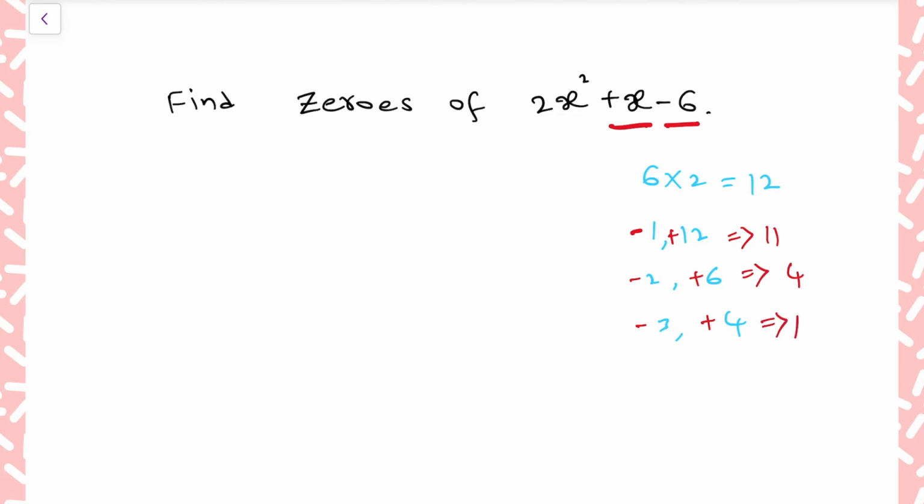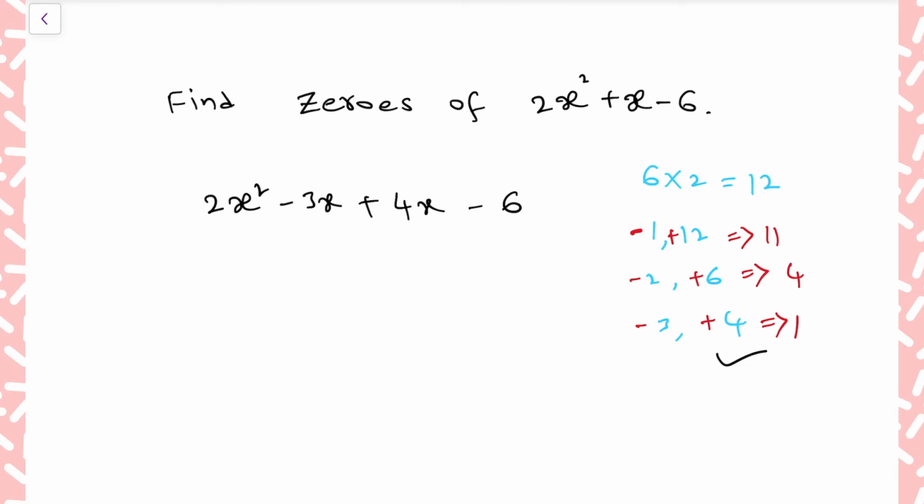Here the middle number is x, right? So x is nothing but 1x. So x coefficient is 1. Then this last pair is the correct pair. So write the first term as it is 2x square. That plus x can be replaced with minus 3x plus 4x. Last term minus 6 as it is.